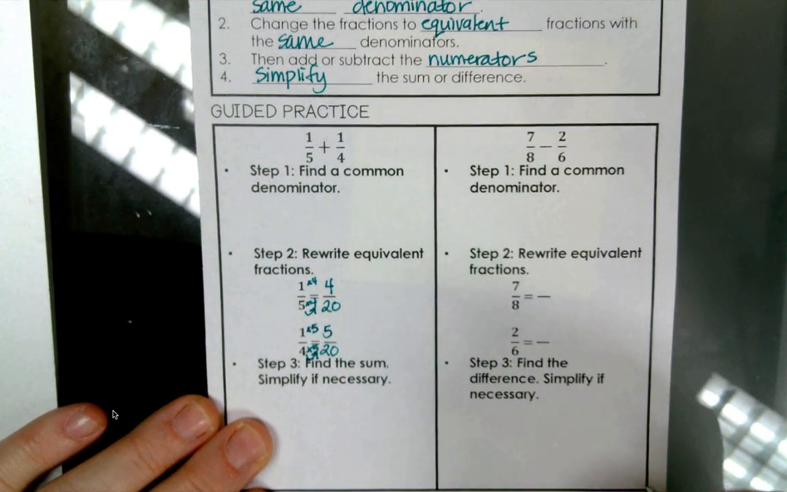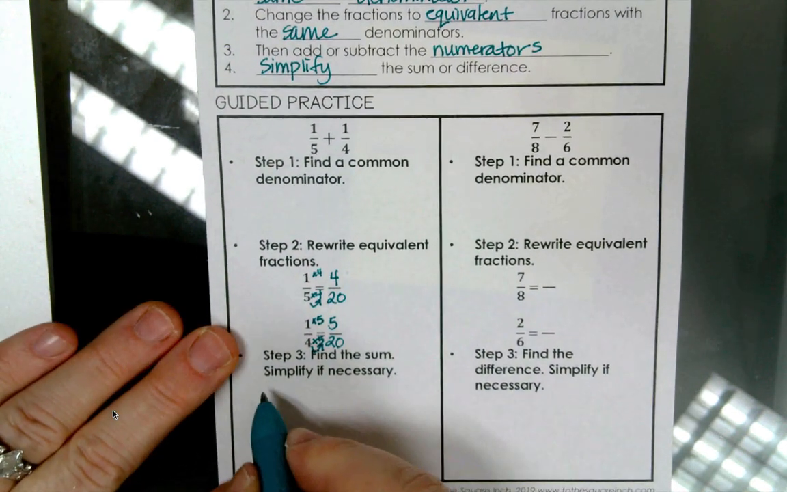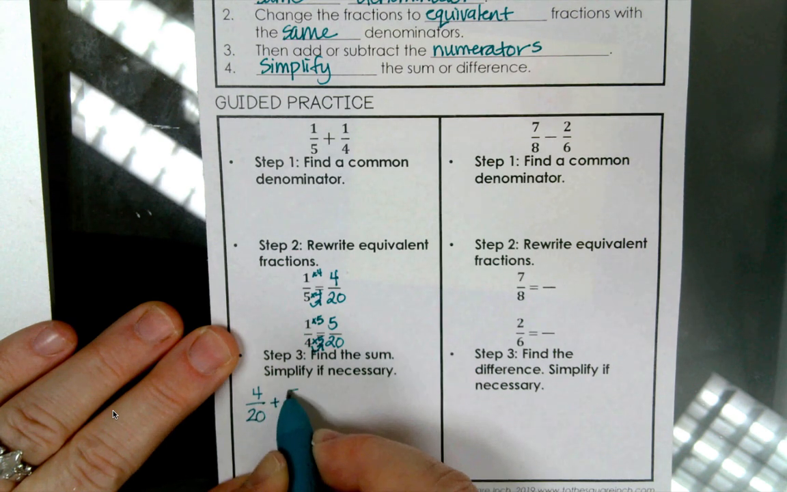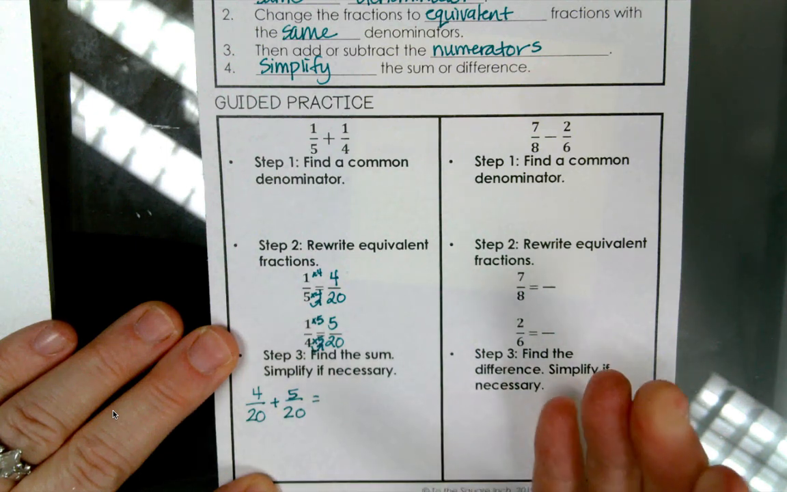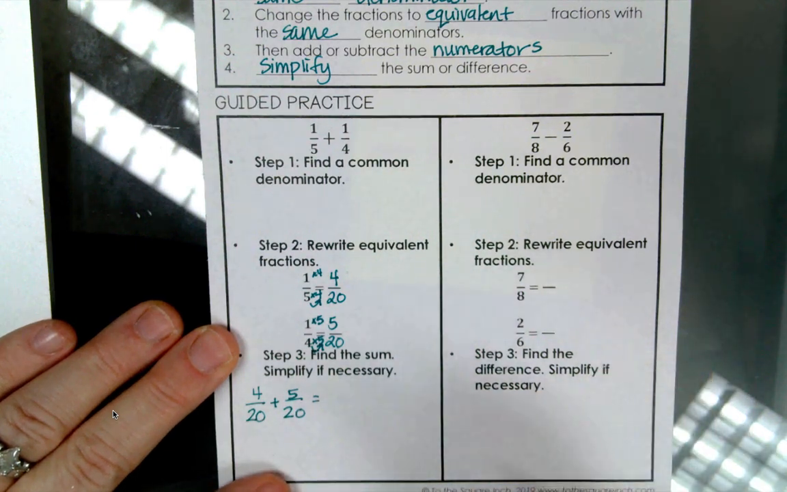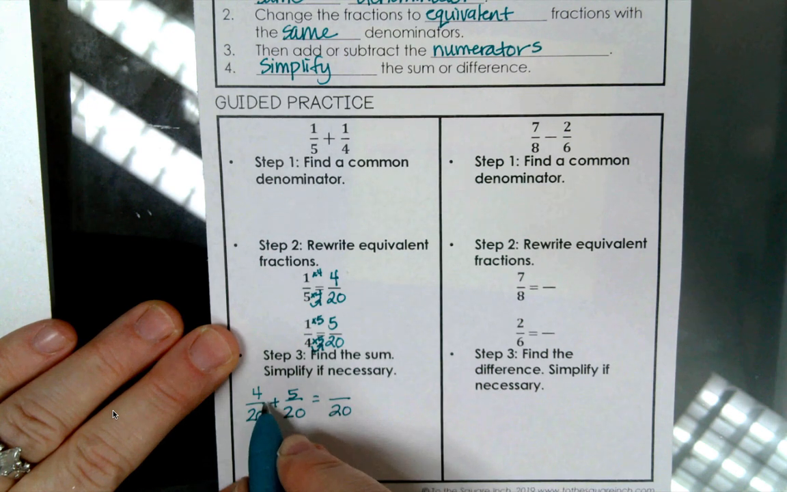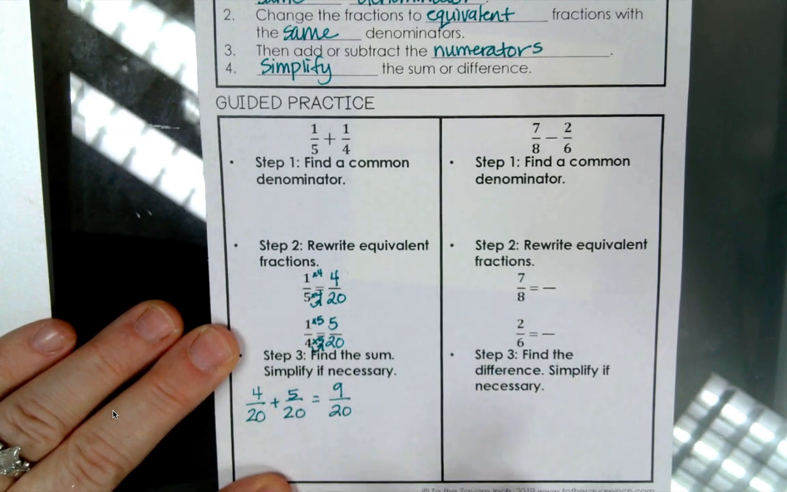Okay? So then you're going to find the sum. So we have 4 20ths plus 5 20ths. And notice how the denominator has to stay the same. So my denominator is 20. Add my numerators. 4 plus 5 is 9. Okay? And then simplify if necessary.